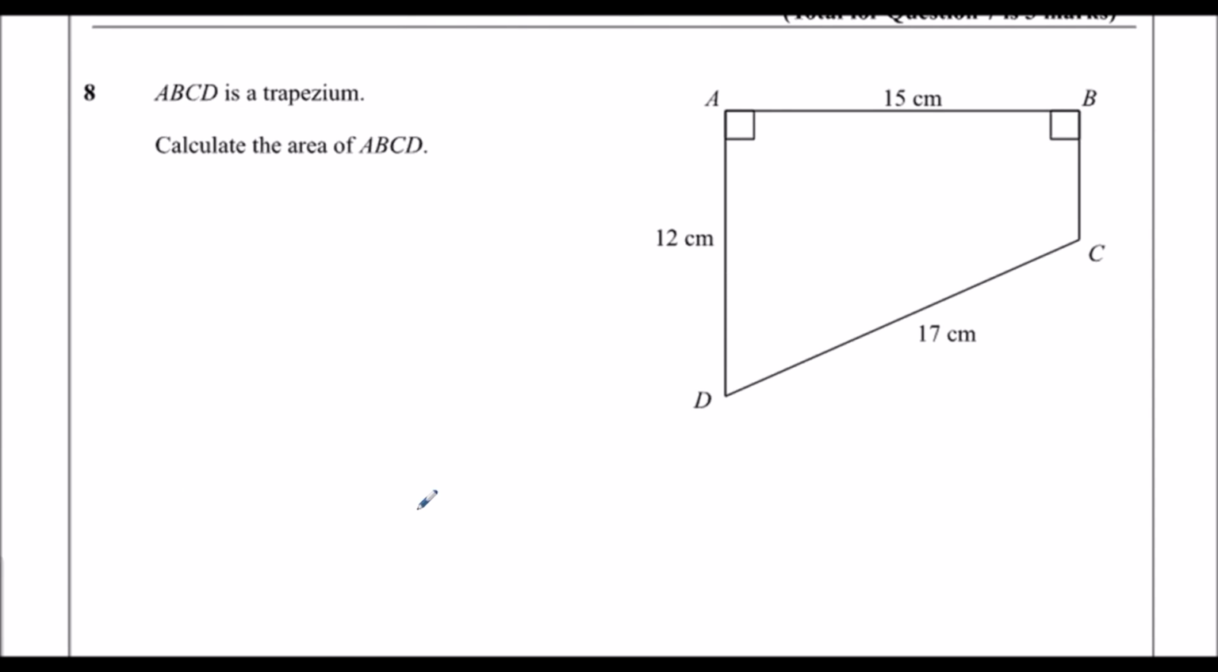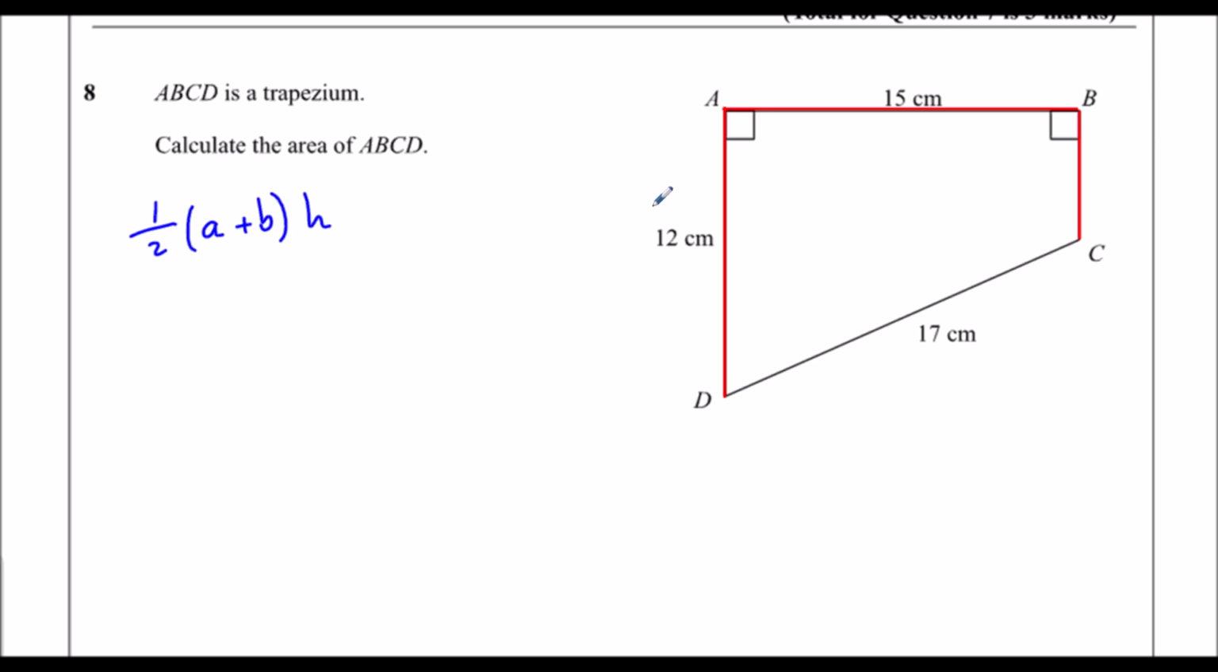Question 8. ABCD is a trapezium. Calculate the area of ABCD. So the area of a trapezium, this formula is in the formula sheet we're given, is half times A plus B times the height. Half the sum of the parallel sides. So these two are the parallel sides, AD and BC. Half of A plus B times the height, which is the distance between them, which is 15. The perpendicular distance between them is 15.